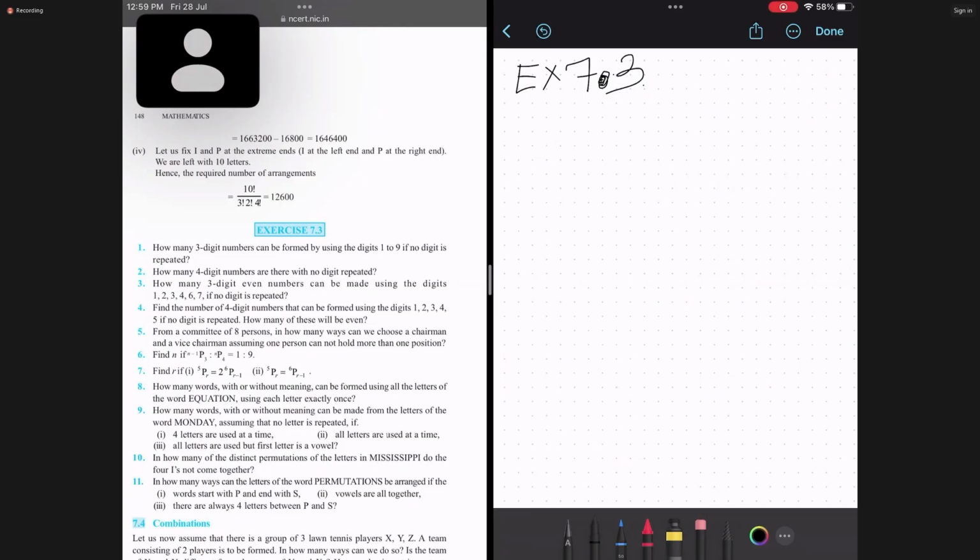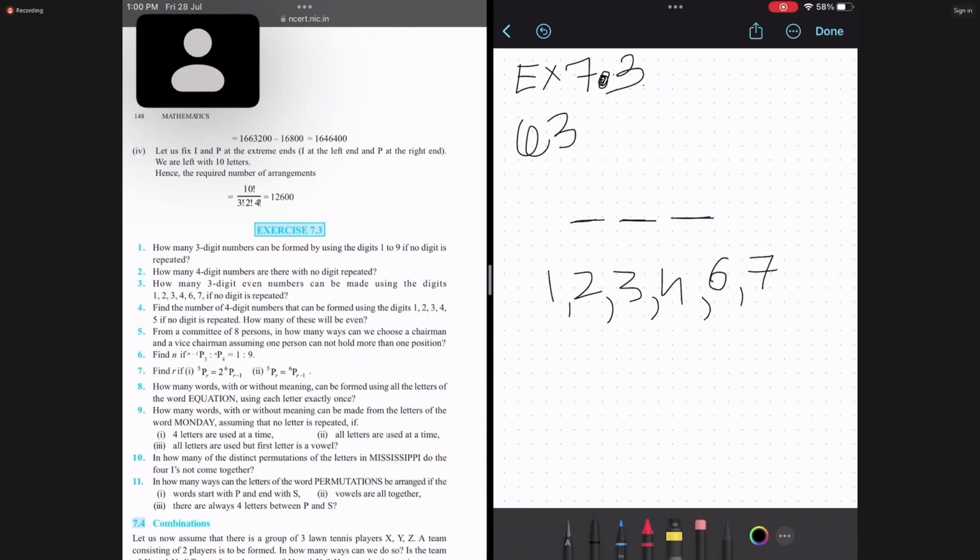Now we move on to the third question. Just a moment. Yeah, question number 3. How many 3-digit even numbers can be made using the digits 1 2 3 4 6 and 7 if no digit can be repeated, correct? So let us just make all these places and let us write the digits that we have at our disposal.